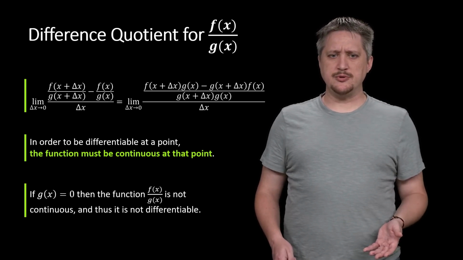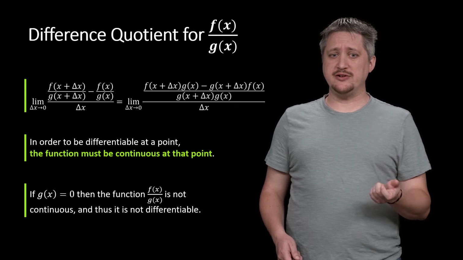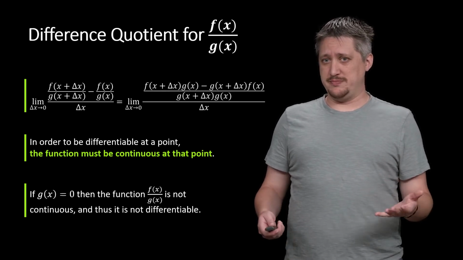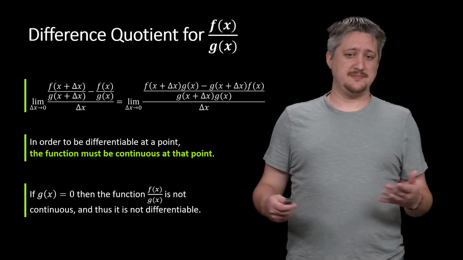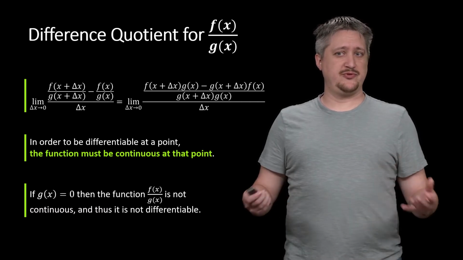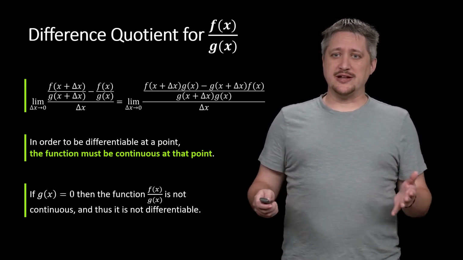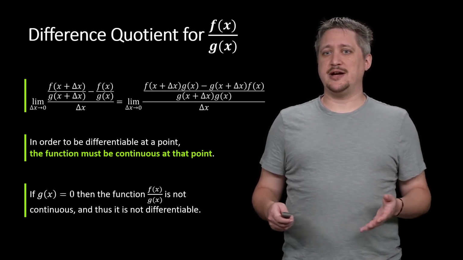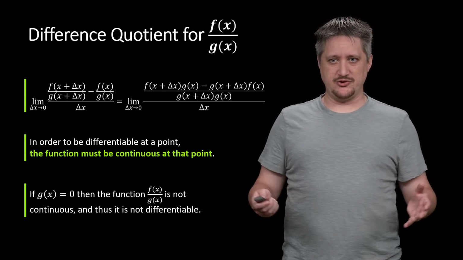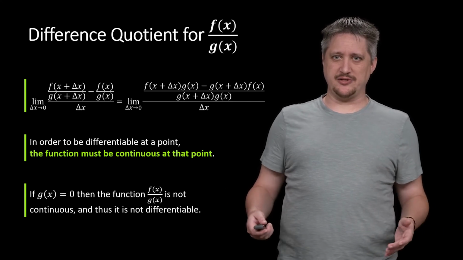In particular, since g of x being 0 would make f of x over g of x not continuous, it wouldn't be differentiable, so there's no point in talking about it. That means we can assume that g of x is not 0 at whatever point we're talking about. Otherwise, there's no point of taking a derivative there in the first place.